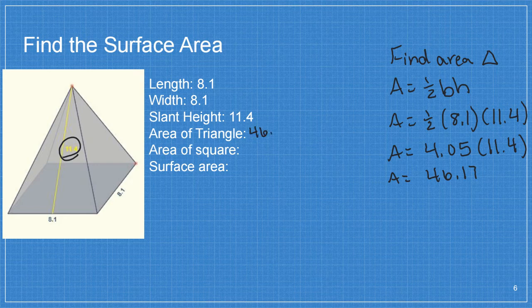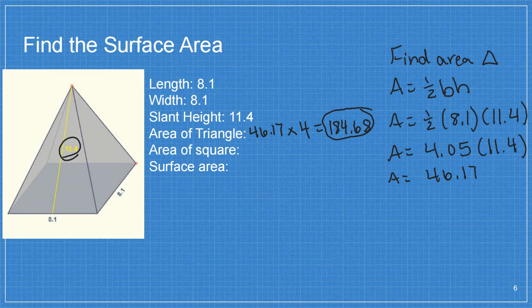So I have 46.17. And how many different triangles do I have here? I have 4 because I have one on each side of that square. So I take 46.17 and I multiply that by 4, and that gives me 184.68. So that is my total area for all 4 triangles.